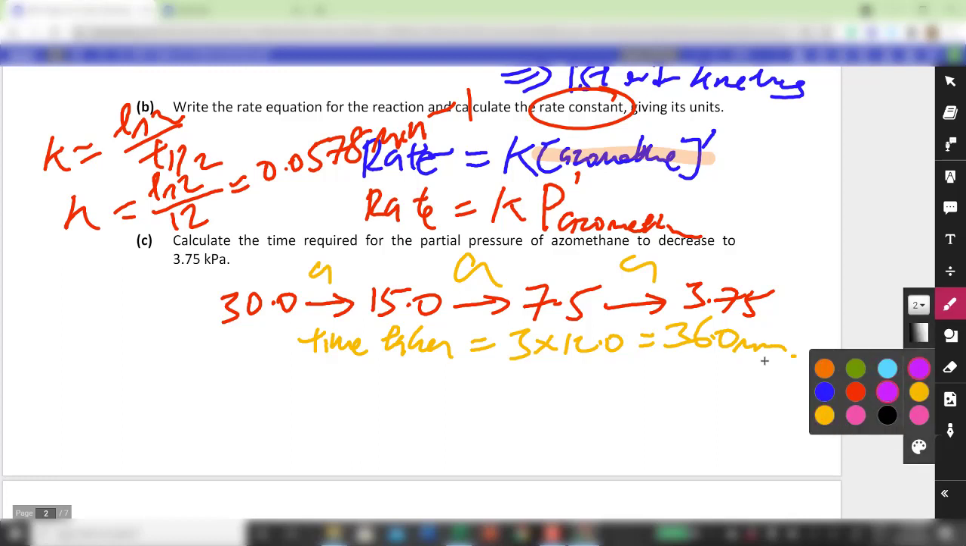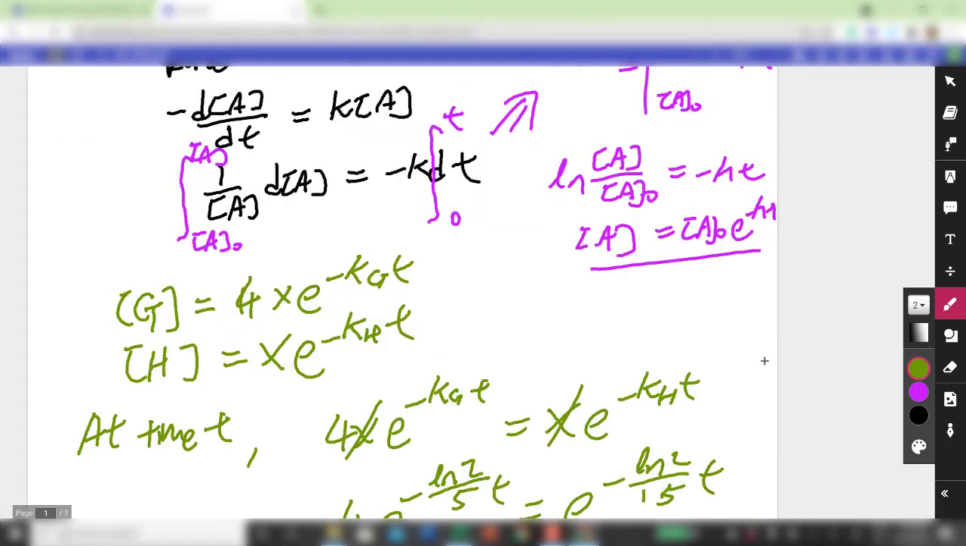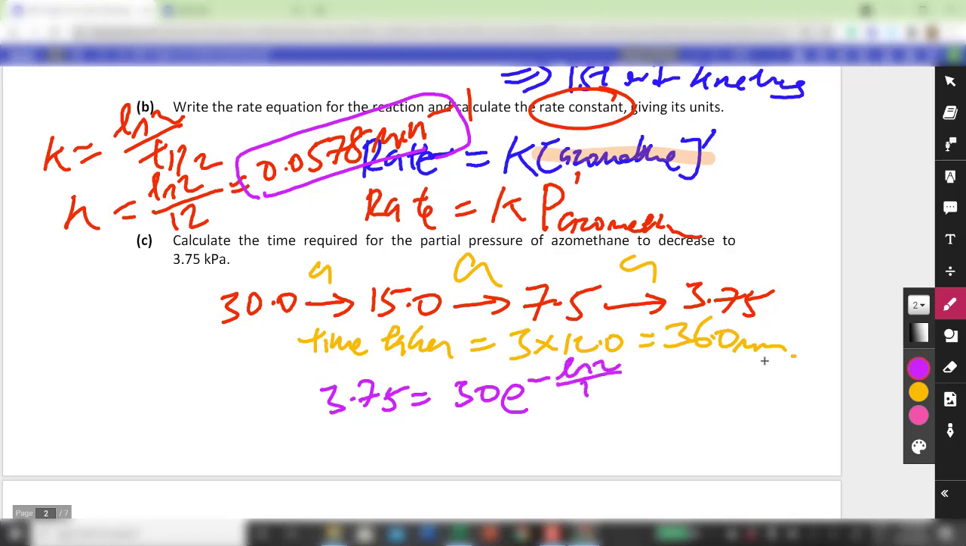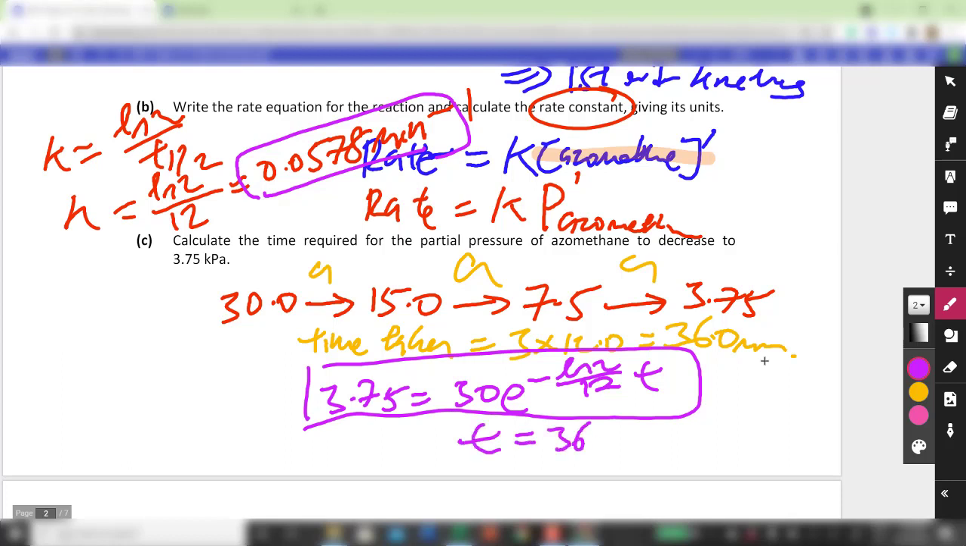That's one way we can do it. Another way you can do it is, remember we painstakingly derived this for you earlier on, right? This is the exponential decay. Since we have derived this, you can easily make use of it. So 3.75 is equal to 30 times e to the power of minus the rate constant, which is ln 2 over 12, times t. You can easily solve this expression, and I think you should be able to get 36.0 minutes as well.